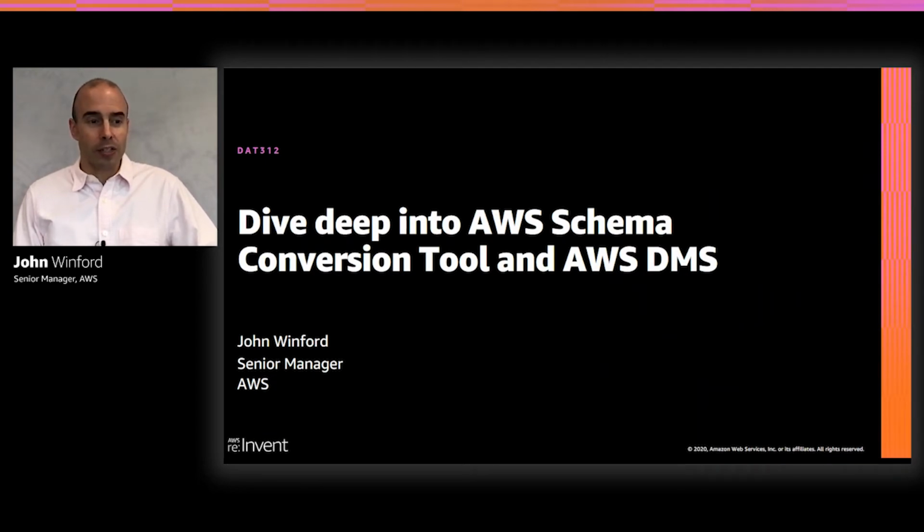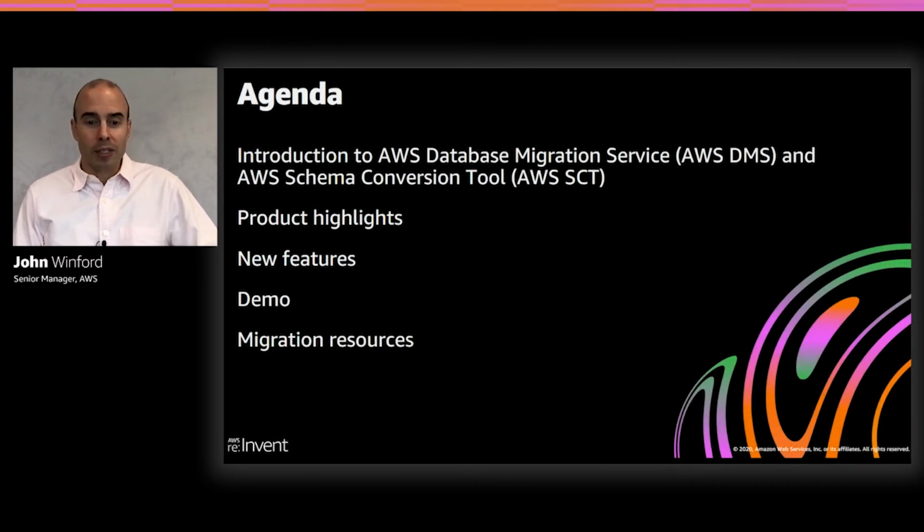Let's jump in and have a look at the agenda. First off, we're going to do an overview of what the database migration service and schema conversion tool are. If you haven't seen these products before or haven't read about them on the web, this will give you a good introduction as to what they're all about. We'll then talk about the product highlights, exactly what the key things are you can do with the two products and how they can help you achieve your business goals. And for those of you that have heard about DMS before or perhaps used it in the past, we're going to talk about what's new and what's changed since last year.